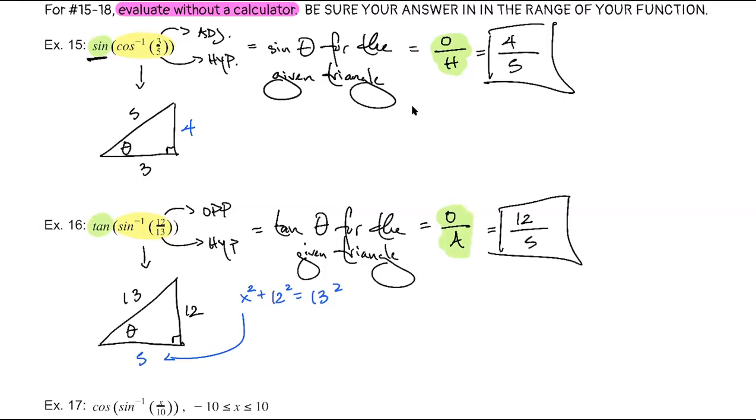Now, question for you, did we find how big the angle is at any point in this process? Like, how big is theta in example 15? Or how big is theta in example 16? No clue, right? These questions, you don't actually have to find the angle. Okay, so that's why we can do them without a calculator. We don't actually need the angle in order to find our answer. All right.